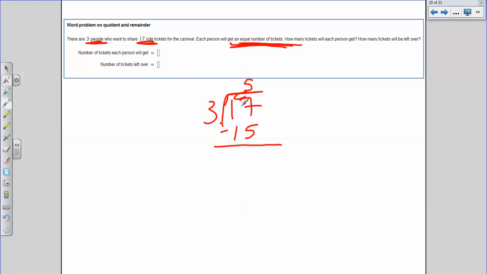So I'm going to subtract. So it looks like I can have, what does my number 5 tell me? Well, we were asking how many tickets will each person get. So each person gets 5 tickets. How many tickets are left over? 2 are left over. So my answer that I'm going to punch in, number of tickets each person gets is going to be 5. Number of tickets left over, we said, was 2.